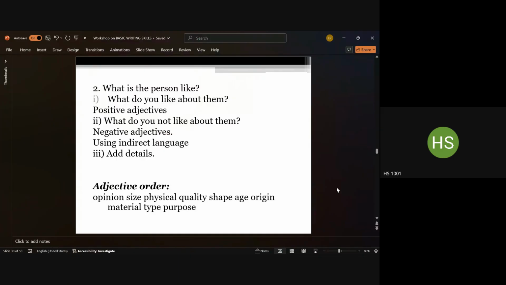So, what do you like about them? You're going to fill in the description using positive adjectives. What do you not like about them? Optional. If you wish to write it, you can. If you're writing more negatively, then of course, second will be the only thing on your hand.